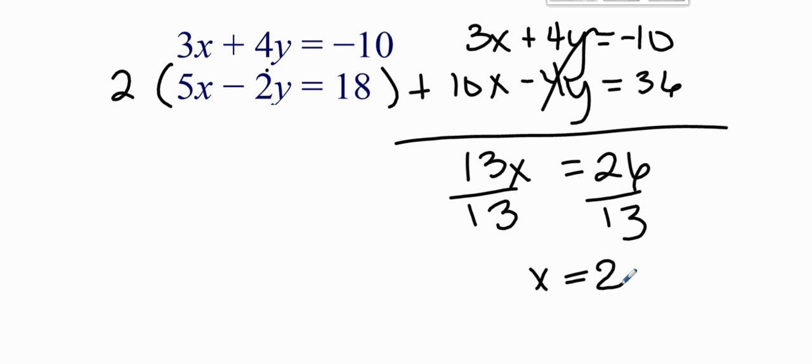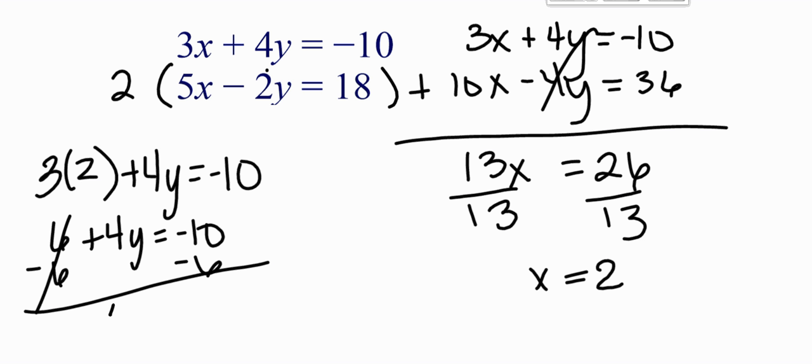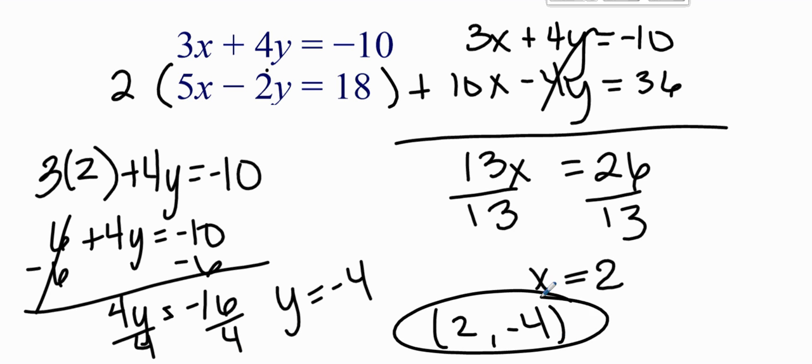Then all I have to do is take it and plug it back in. So 3 times 2 plus 4y equals negative 10. So 6 plus 4y equals negative 10. Subtract both sides by 6. 4y equals negative 16. Divide both sides by 4. And y equals negative 4. So I have 2, negative 4 as my answer. Hopefully that helps you a little bit with elimination.